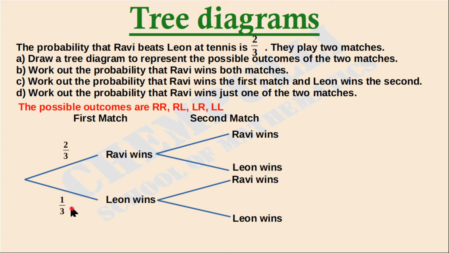To find the other value, which way can we find it? 1 minus 2 over 3. That means we will get this value, 1 over 3.